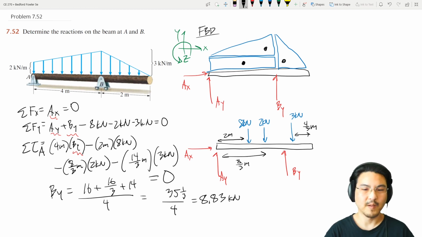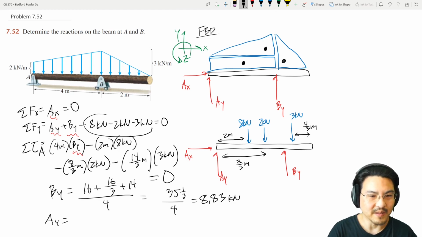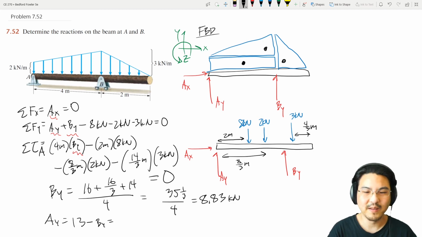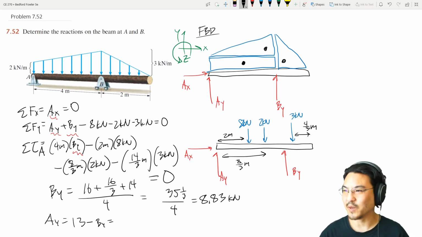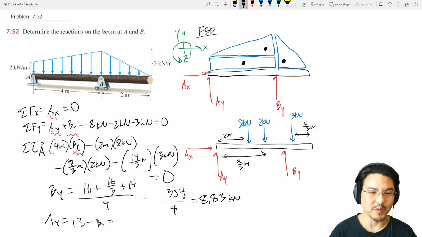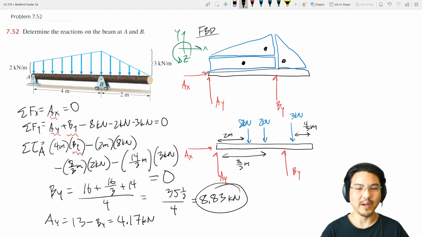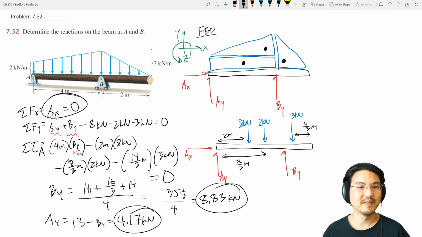kilonewtons. Okay, and then we take that number, plug it right here. So then Ay is, how much is that? That's 13. 13 minus By. So 13 minus 8.83 is 4.17. Okay, so we got By, Ay, Ax.